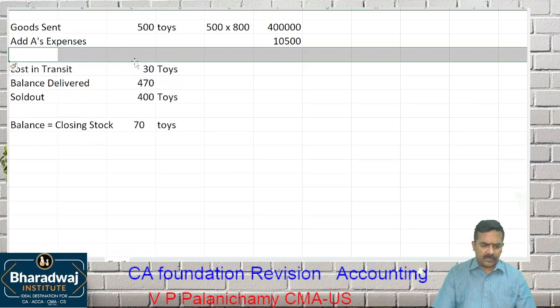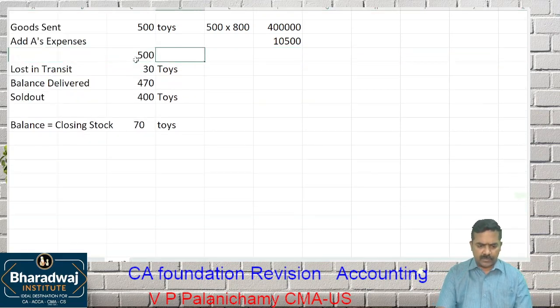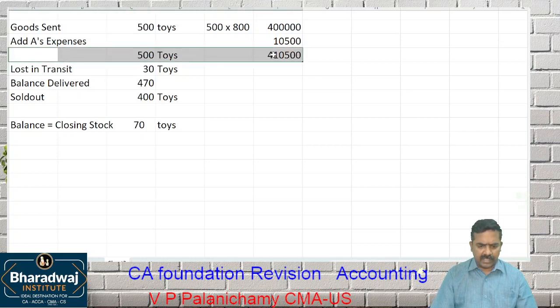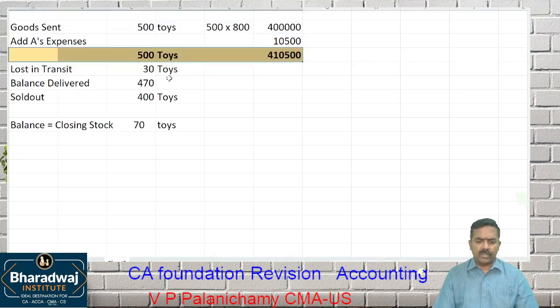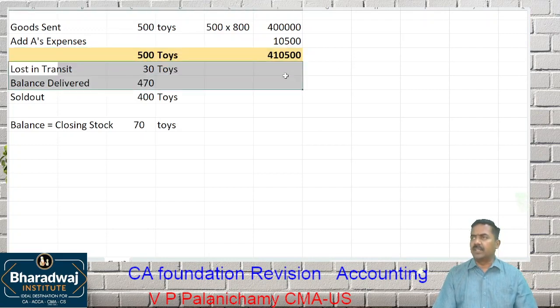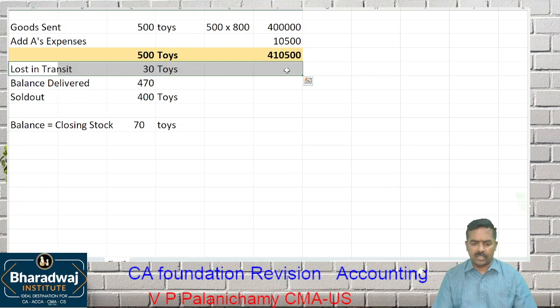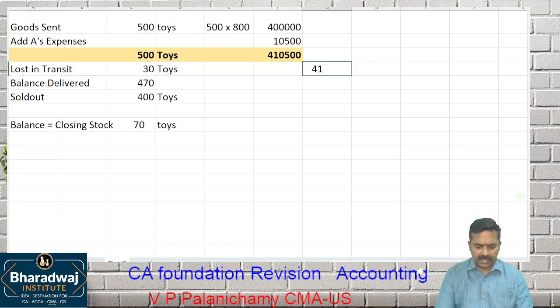This is the value for how many toys? For 500 toys, what is the value? 4,10,500, for valuing loss in transit. Will he include the consignee's expenses? No. So 4,10,500 if it is for 500.